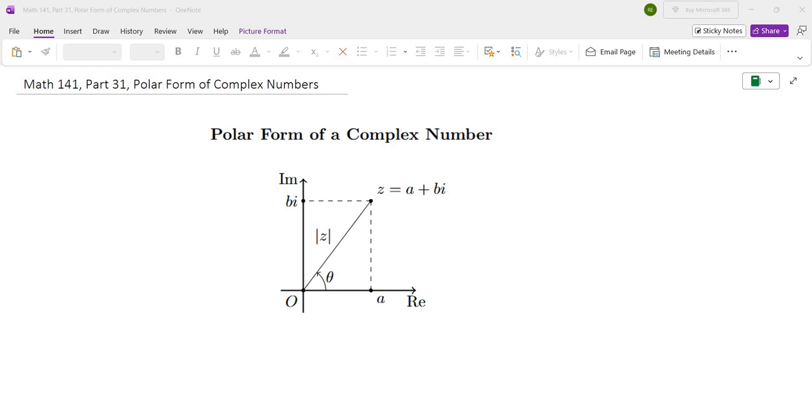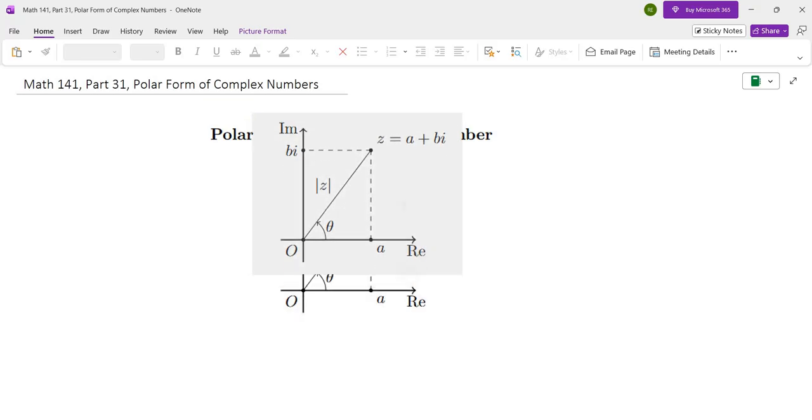So this is video number 31 on my series, Calculus 2. In this video, we're going to talk about polar form of a complex number. In the previous video, we talked about the standard form of a complex number, which is the form a plus bi. And we talked about how to plot points on the complex plane.